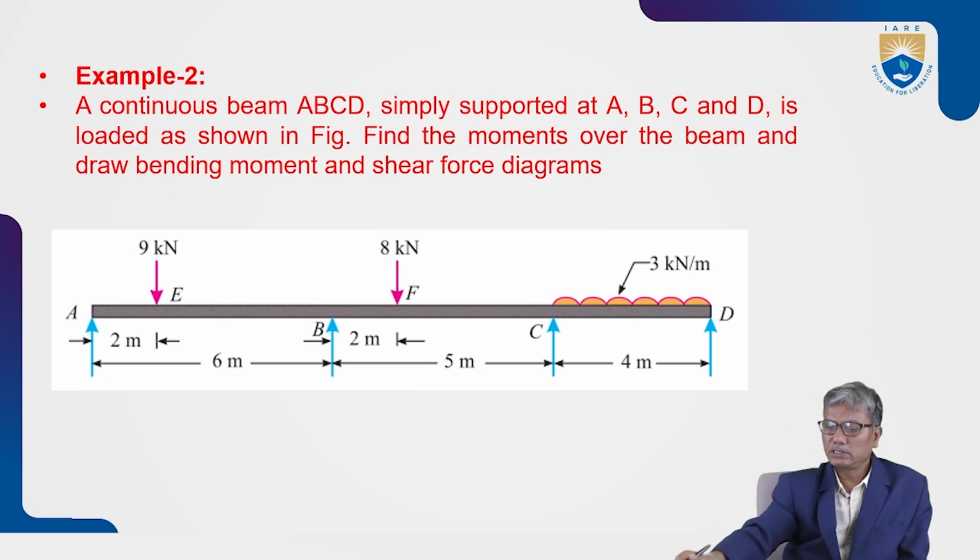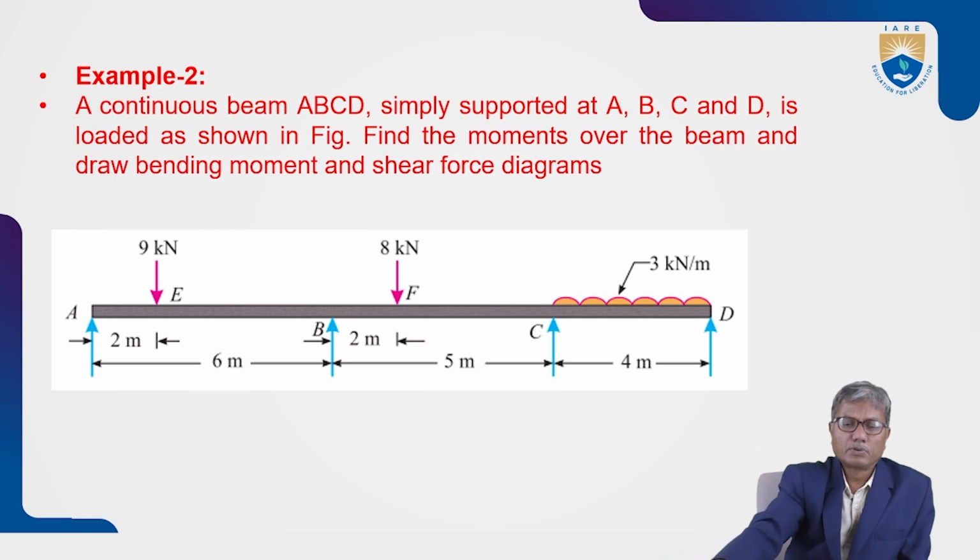Now let us see another example. A continuous beam ABCD. This beam is of 3 spans. Okay, 4 supports we have. Simply supported at A, B, C, and D, and loaded as shown in the figure. Find the moments over the beam and draw the bending moment and shear force diagrams.